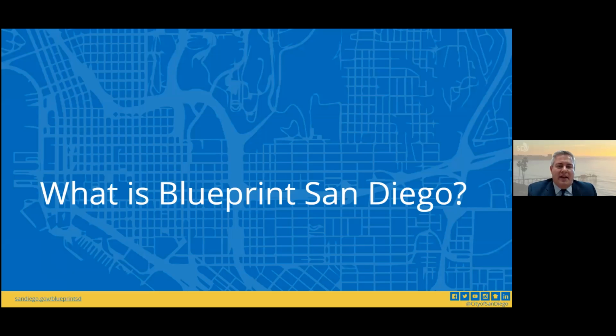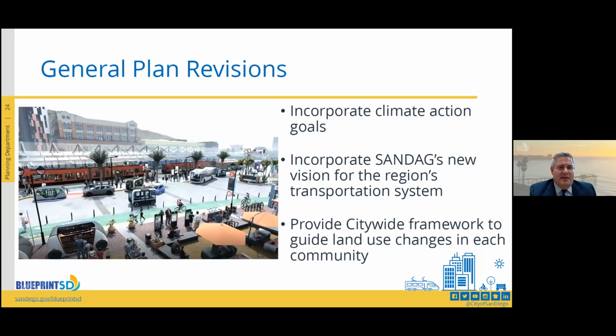Thanks, Tate. I will now describe the components of Blueprint San Diego before we dive into how it will be used in the future. Next slide. First, Blueprint SD will include revisions to the general plan. As Tate discussed, the general plan sets the vision for the built and unbuilt environment, and Blueprint SD will incorporate the climate action goals and new vision for transportation into that vision. This will provide a citywide framework to guide land use changes and plan updates in each community. Next slide.